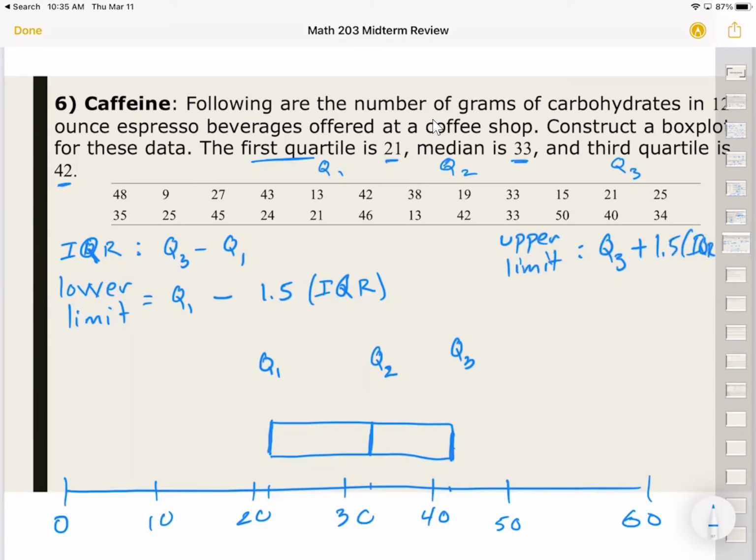Okay, so looking at this, what is my IQR? That's where the IQR comes in. You need to take the Q3, which is 42, minus the Q1. Everybody see that this will give me 21. Again, your IQR.